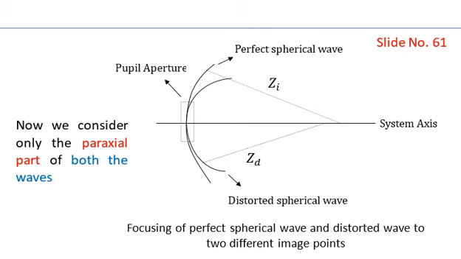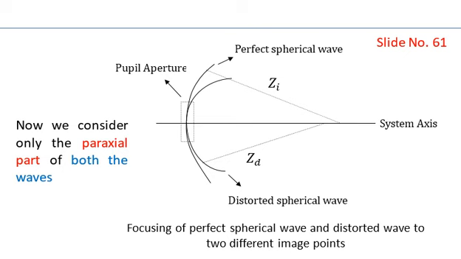For example, consider this example. There are two wavefronts that have been shown. One is the perfect spherical wave and the other, the more curved one, is the distorted spherical wave. And you know that where the two wavefronts meet, we have shown a dotted rectangle which indicates the pupil aperture. So this is the size of our pupil aperture, and here in this case we have shown a rectangular pupil aperture at the center of the system axis. We have shown two distances.